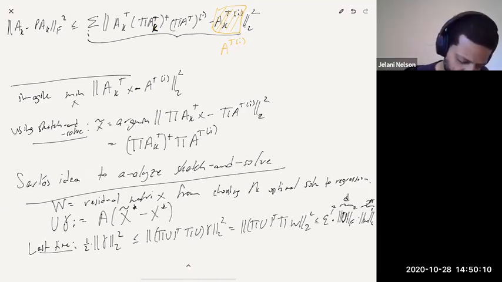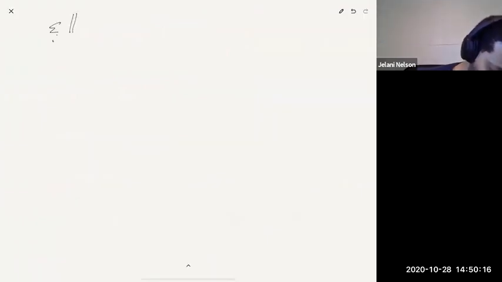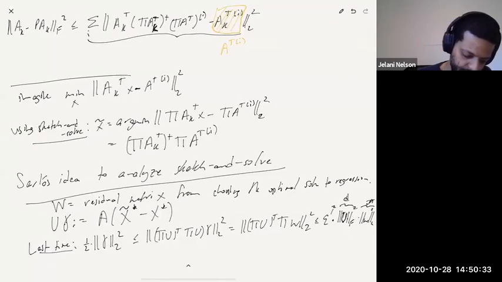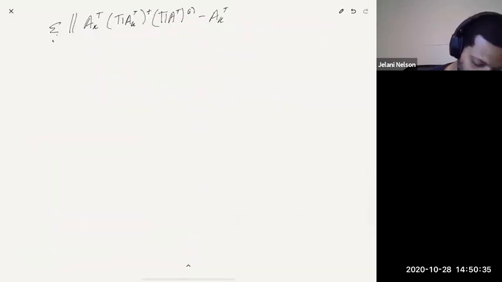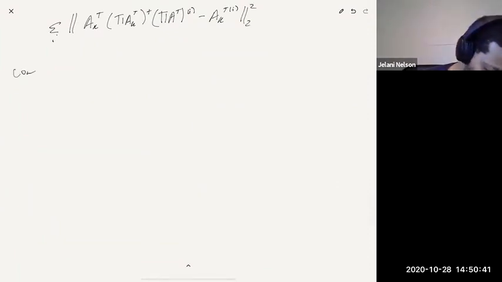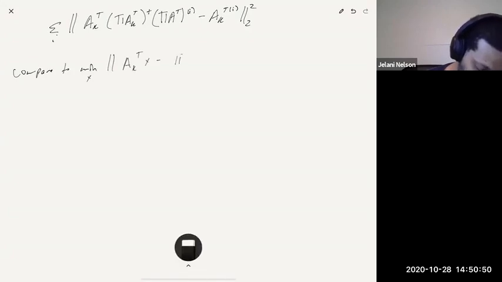So what I was saying, okay, so good. Now what we have is the sum over i of that term, which is AK transpose pi AK transpose pseudo inverse pi A transpose I minus AK transpose I. Okay, and I'm comparing this to the regression problem, min over x of AK transpose x minus A transpose I.